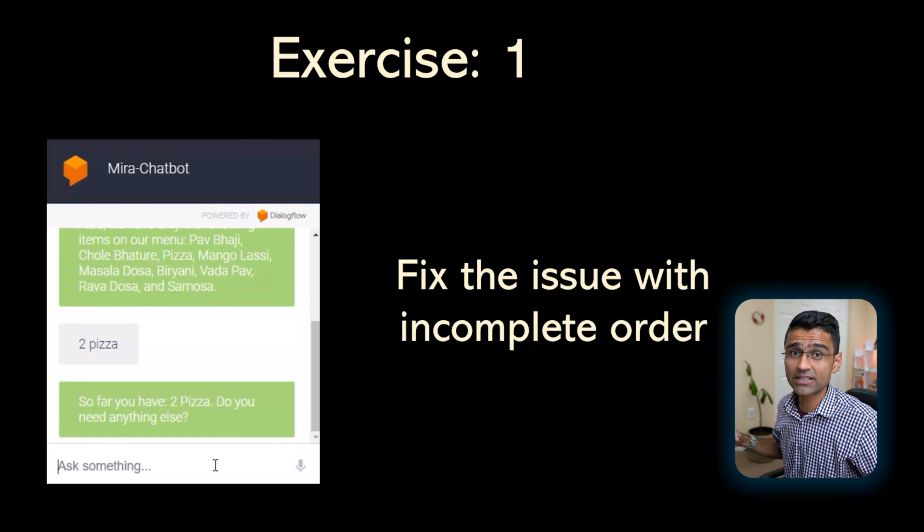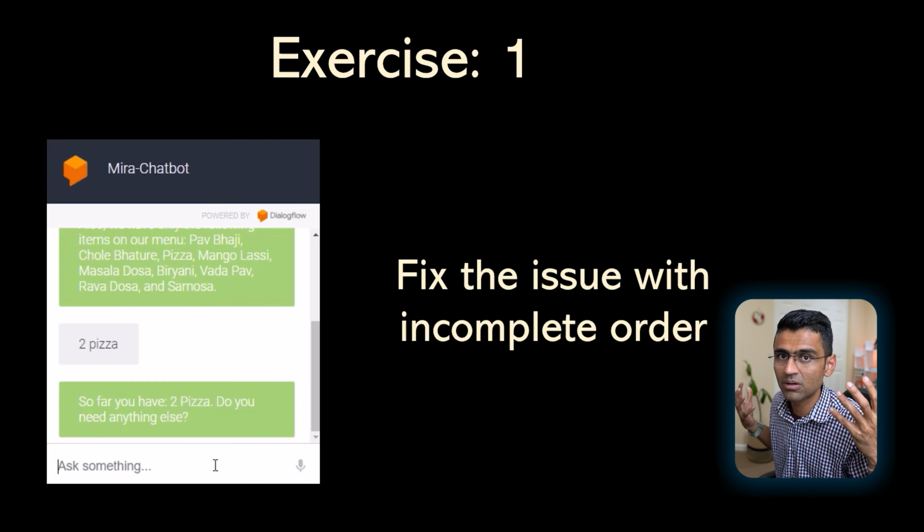Now comes the most interesting part of this entire tutorial, which is exercise. Folks, without practicing, you're not going to learn it. So I'm assuming so far you have practiced along with me, and I'm going to give you two exercises. The first one is there is an issue with incomplete order, and this will happen in real life too. When you deploy the first version of your chatbot, it's not going to be perfect. There will be issues which will be reported by beta users, or even in production you will find issues. So you have to go through the iteration to make your chatbot perfect.